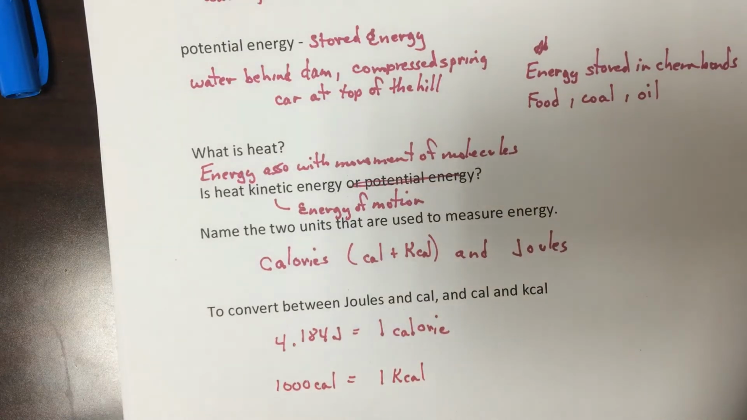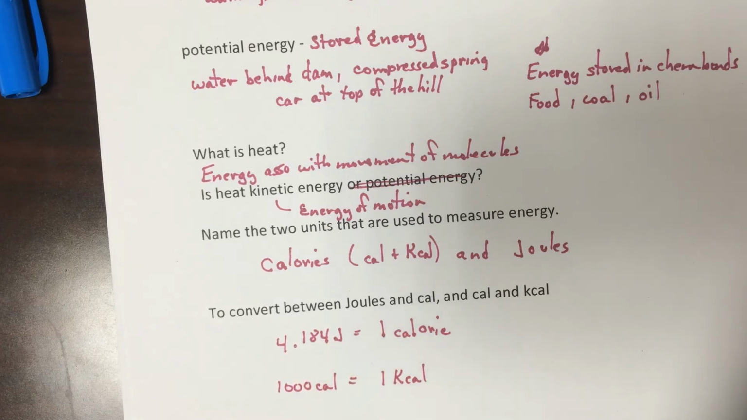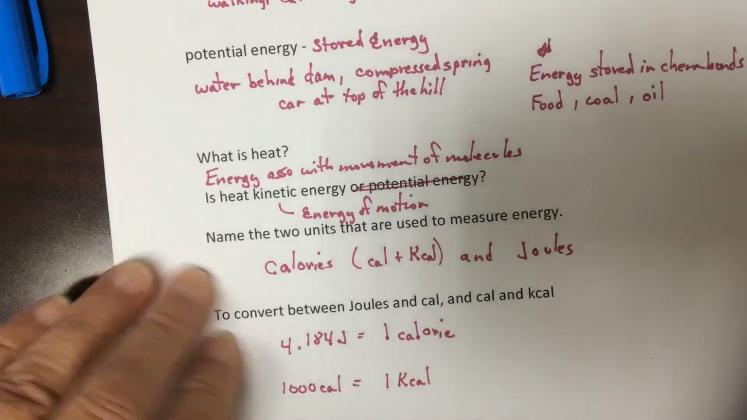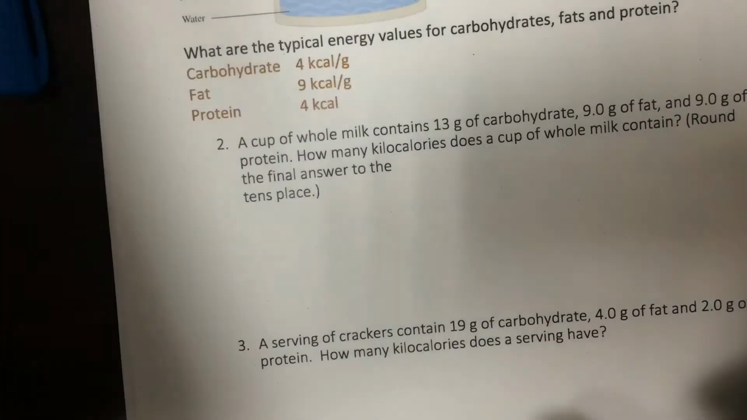When you look on food packages and they tell you how many calories the food has, they're really talking about kilocalories. If you travel, I was in Iceland, and when you're in Iceland, the food packages tell you how many joules the food has. They don't tell you how many calories. So those are interchangeable, and we'll talk about how to convert.